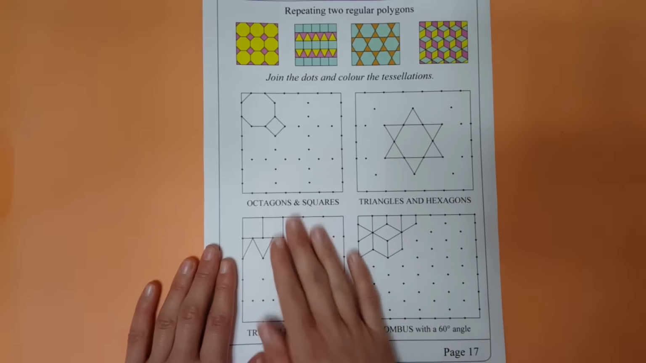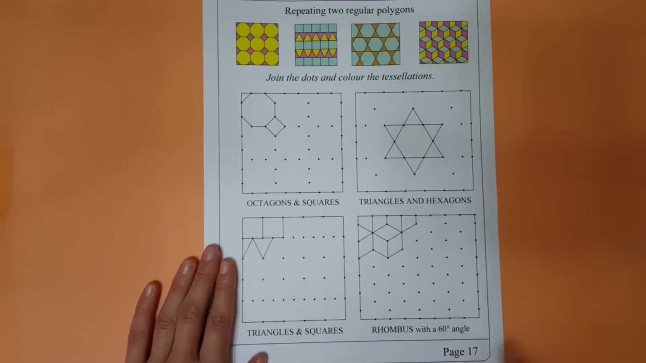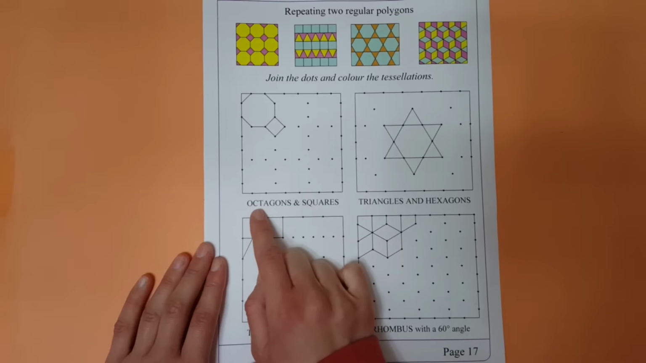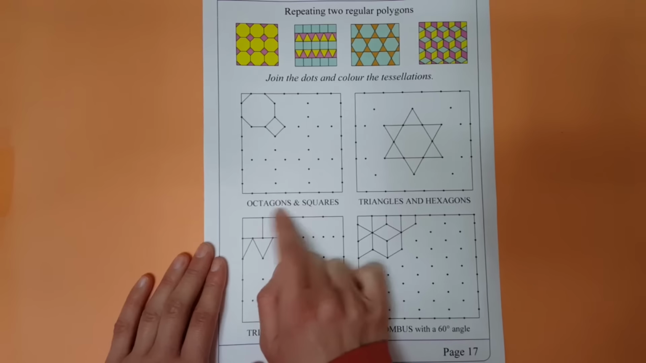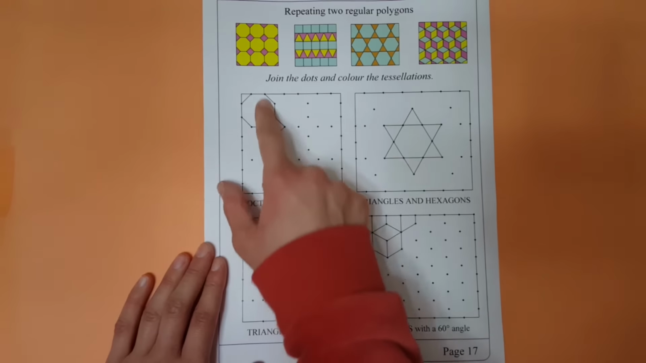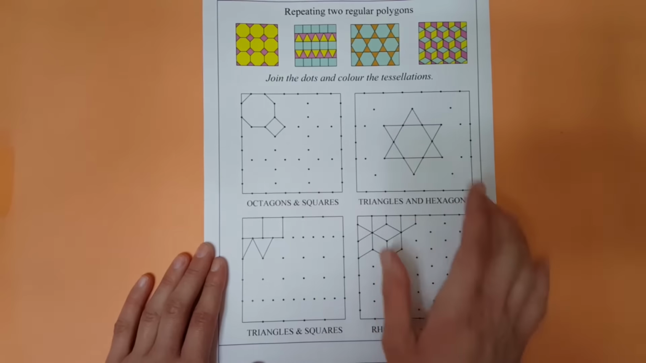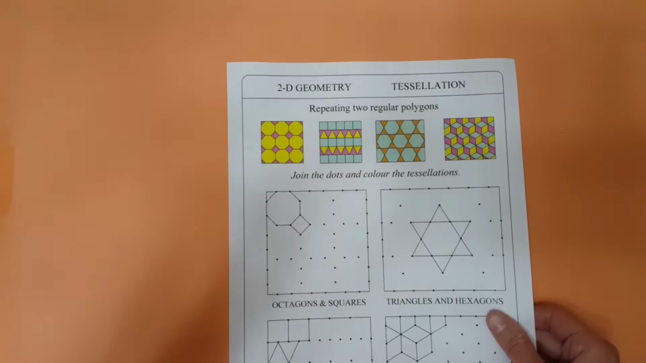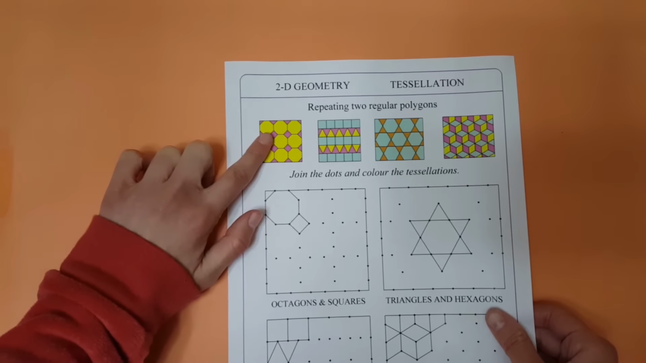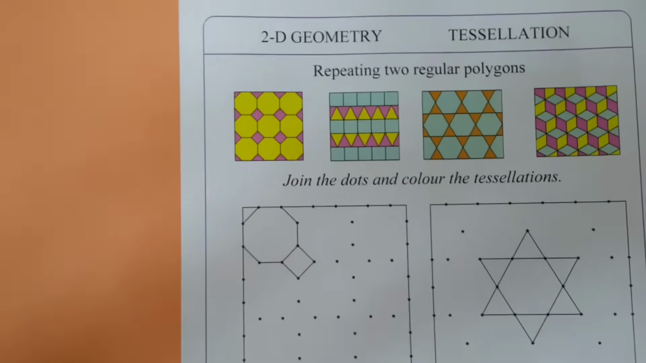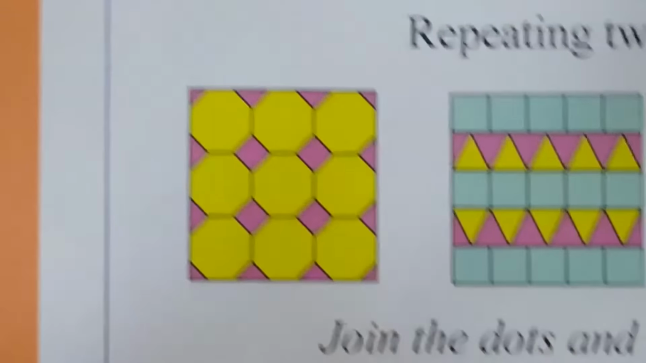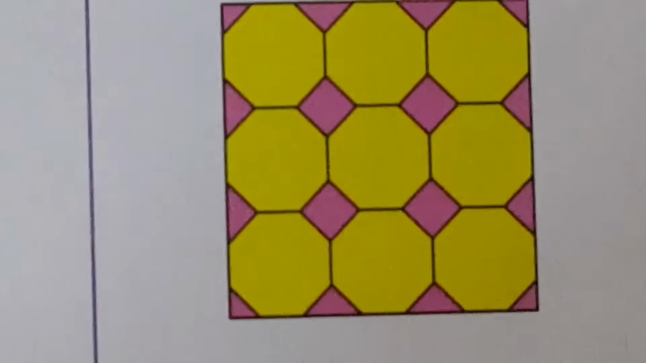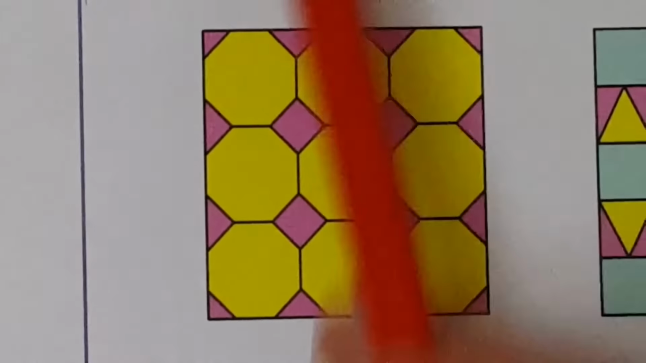Alright, now let's move on to the next page, page 17. And the next tessellation that we have is made up of octagons and squares. So here we have the octagon and square all ready for us, and the dots to help us connect them. This is our reference image. Now let's zoom in to analyze our reference image before we start drawing our tessellation.